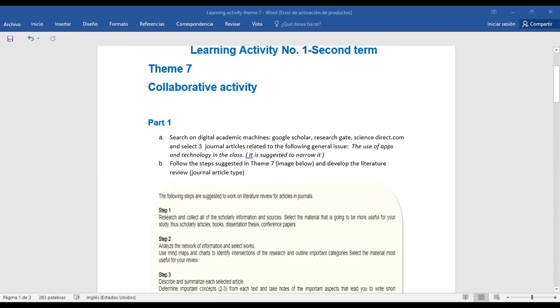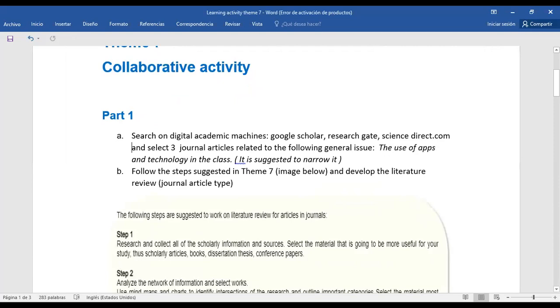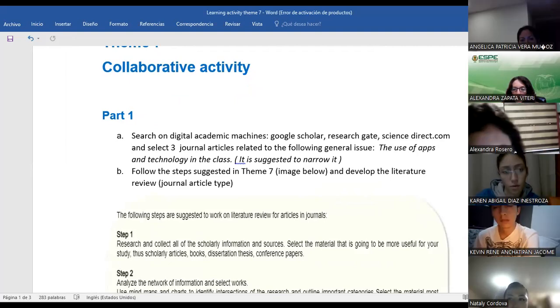Let me make it kind of bigger. Okay, I think it's better now. Any volunteer who helps me reading the instructions, please. Somebody? Any volunteer? Me, teacher. Alexandra, thank you.